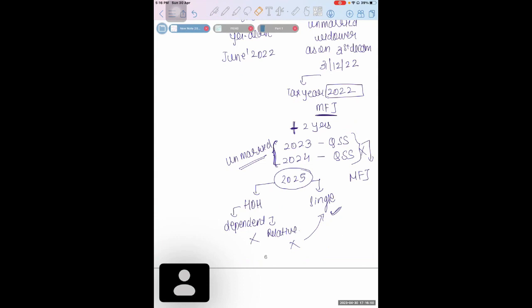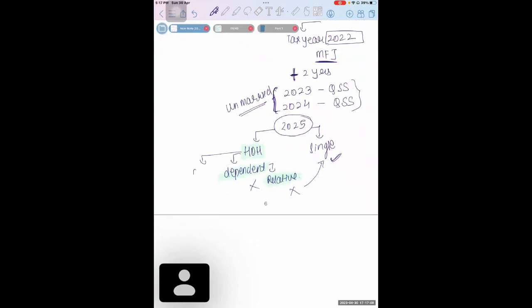Okay, so the child requirement is not mandatory for QSS, qualifying surviving spouse, but for claiming HOH, after the completion of 2 years, if she wants to claim HOH, there has to be a dependent, and that dependent should be a relative. I'm not saying that the dependent should be a child only. That can be a qualifying child or a qualifying relative. Got it?